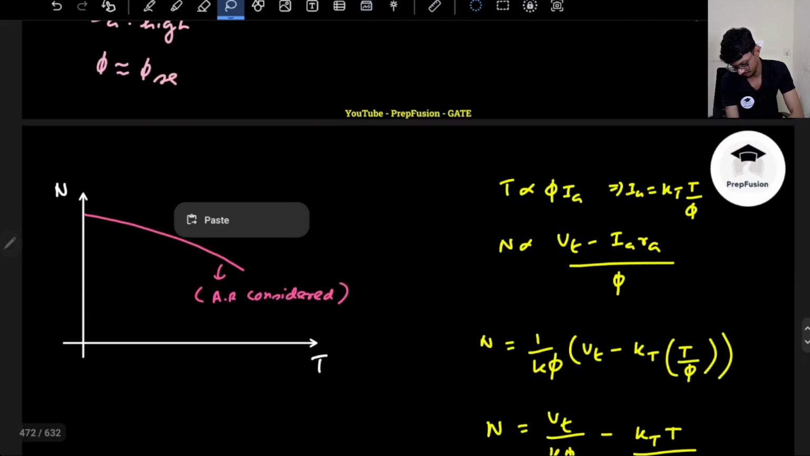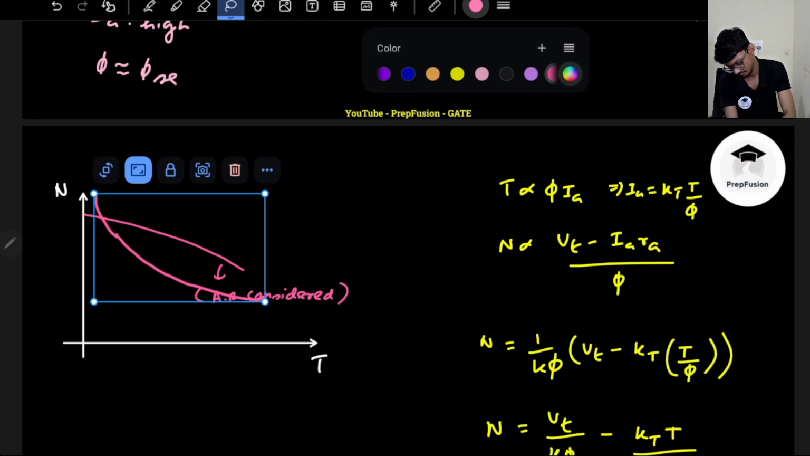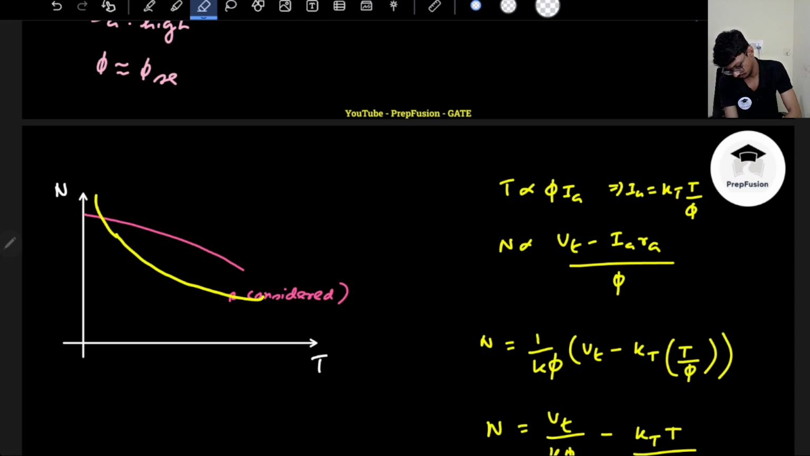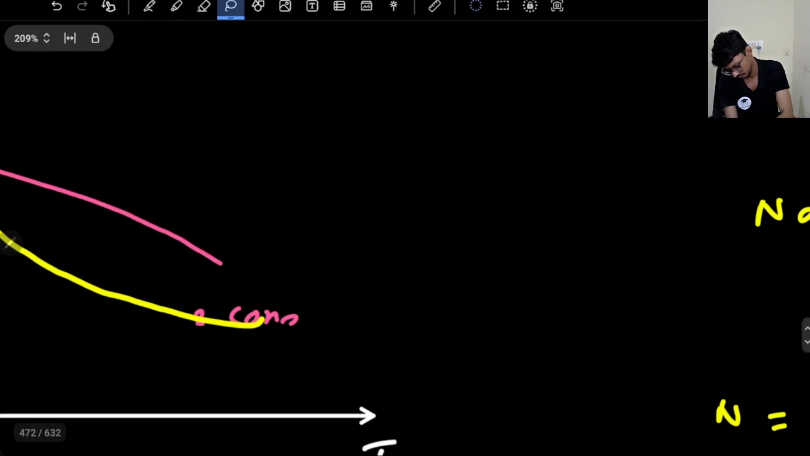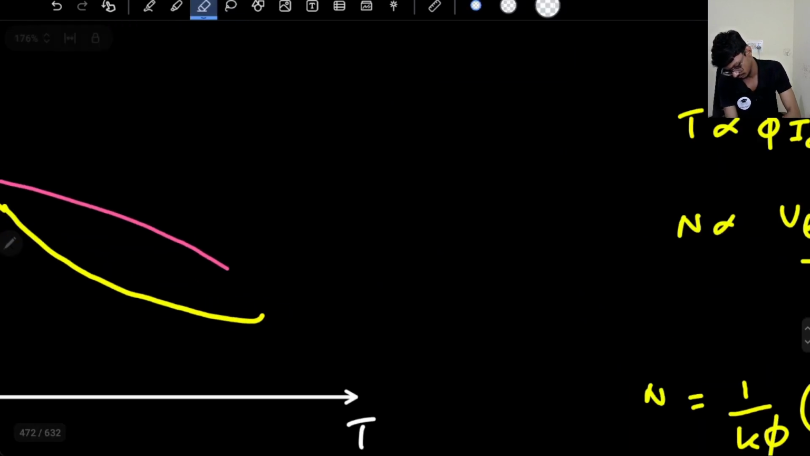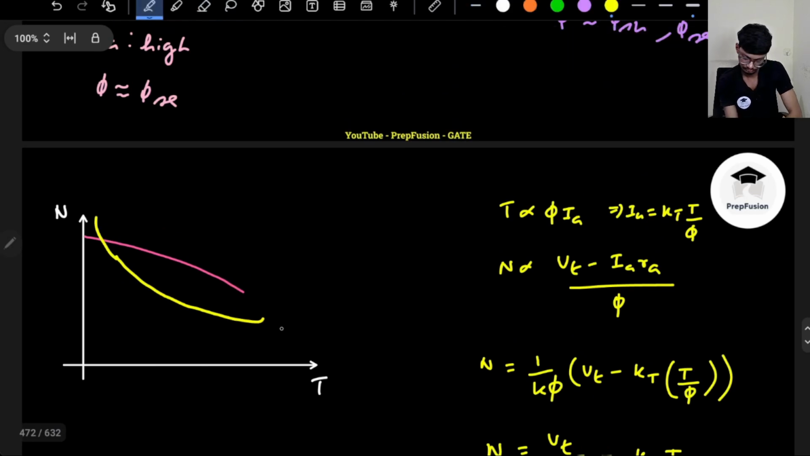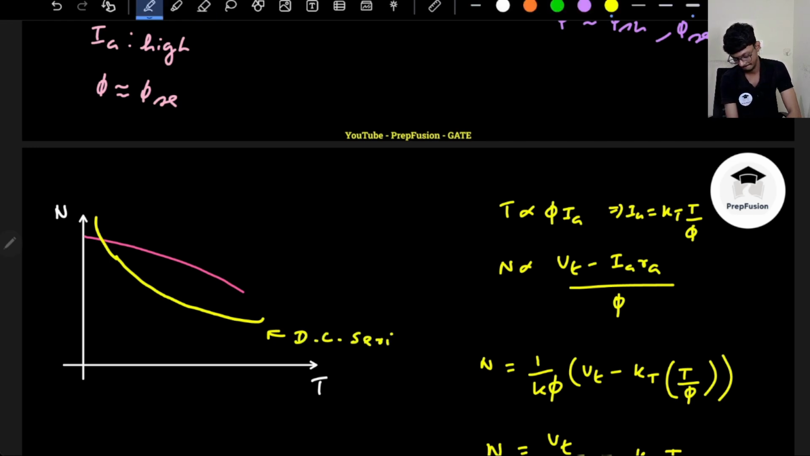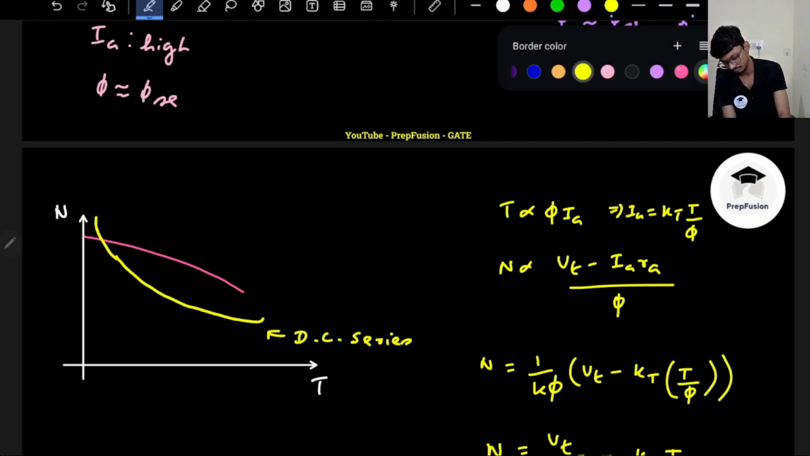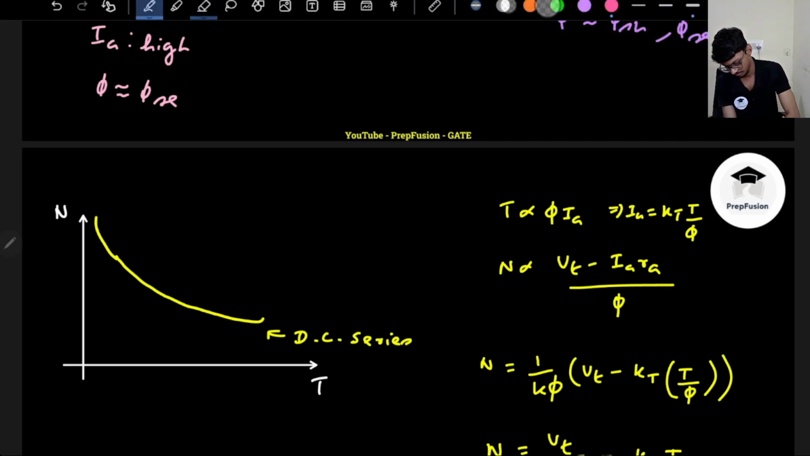We have to change the color. This color won't work. This is DC series. This is DC shunt.